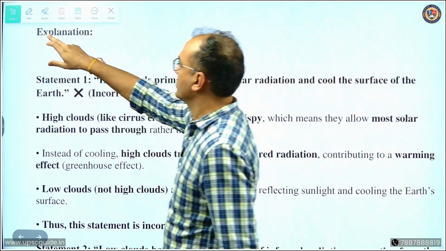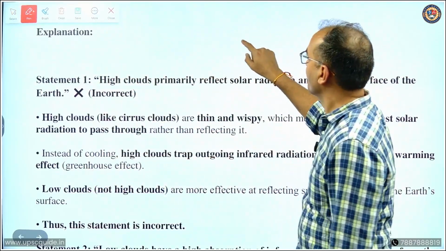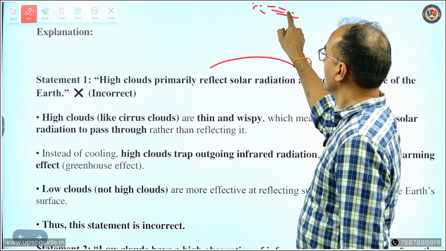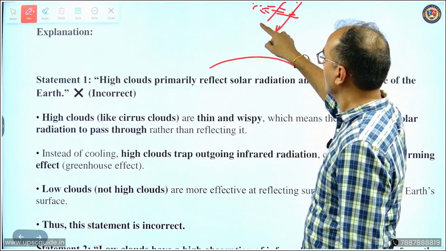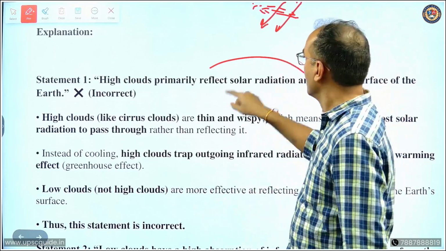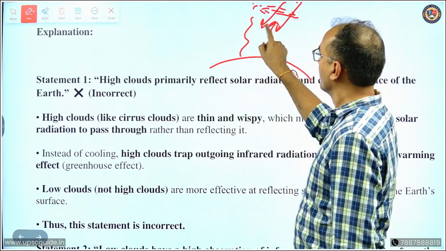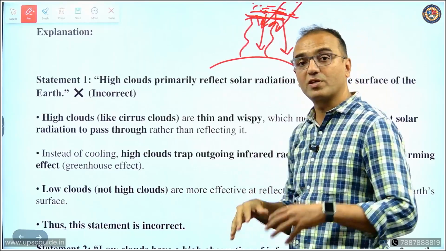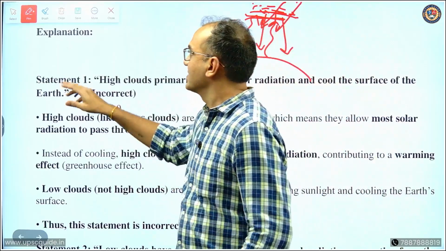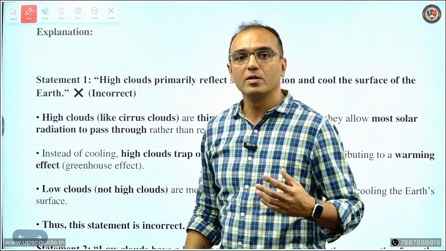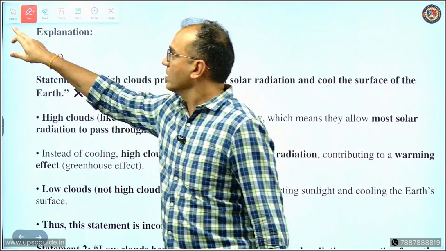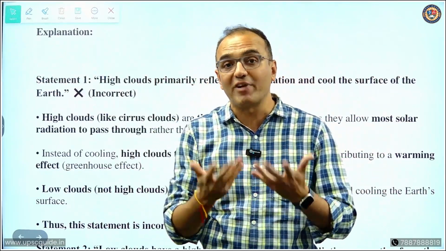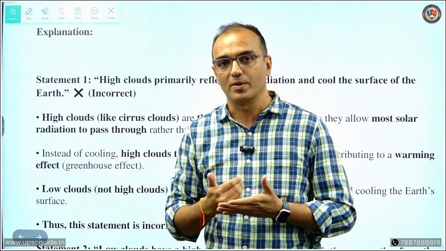If I have to show you this, this is the surface of the earth, this is the high cloud, right? So this high cloud will allow the solar radiation to pass through, but the terrestrial radiation coming from the earth is trapped and is re-radiated back to the surface of the earth. That is why these high clouds do not trap or reflect the solar radiation coming from the sun, right?